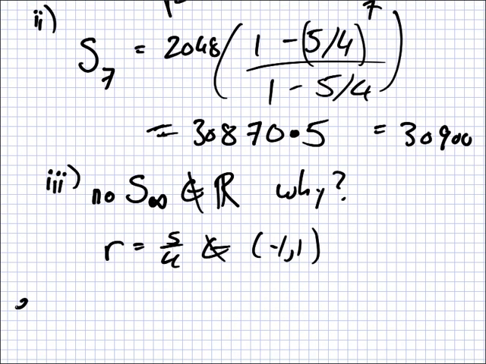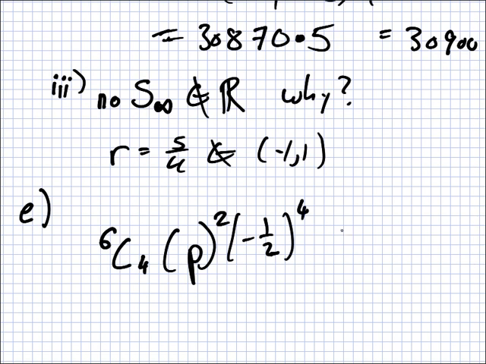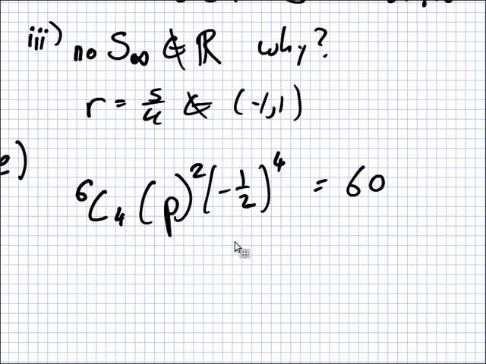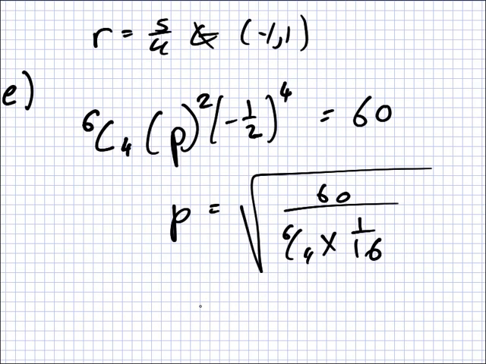Okay. E. We want the P. The coefficient is 60 on x power 4. So that would be 64 P squared, because the other has to be at the 4. And this is equal to 60. So P will be the square root of 60 over 64 times 16. So what did that work out as? 8, plus or minus 8.